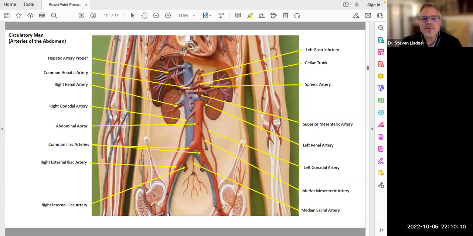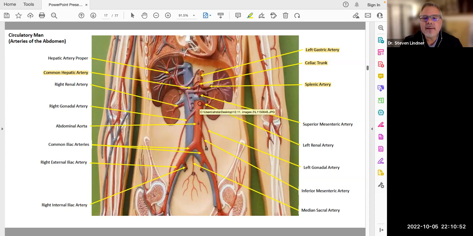All right, now, so here's the diaphragm. Here's the abdominal aorta. Let's take a look at some of the vessels coming off of that. A biggie is the celiac trunk. And what comes up off the celiac trunk is going to be the left gastric artery, right there. The splenic artery, going to the spleen, and the common hepatic artery. Okay, those are the three arteries that make up the celiac trunk.